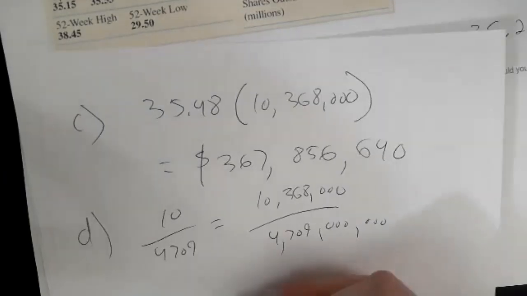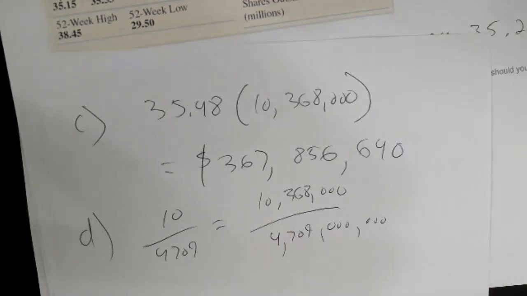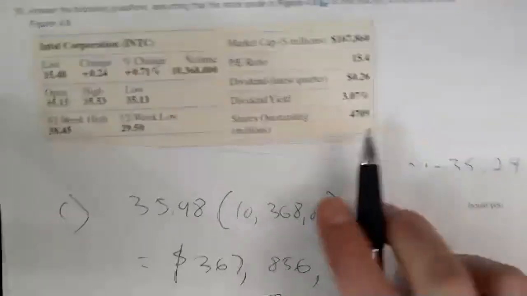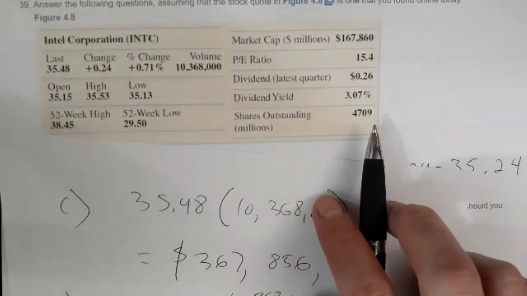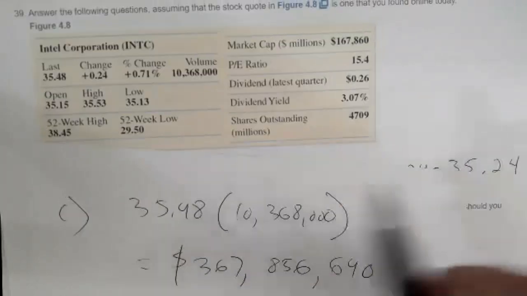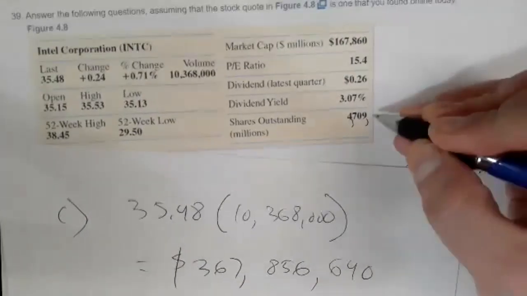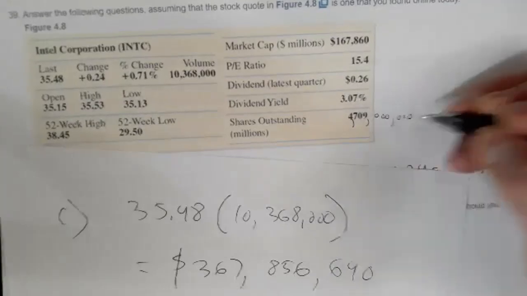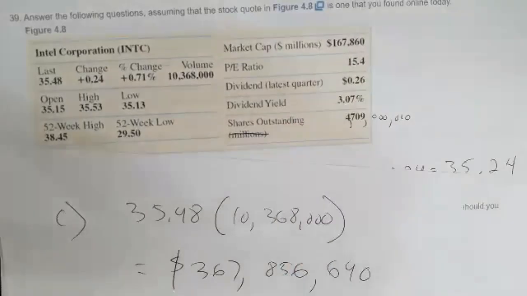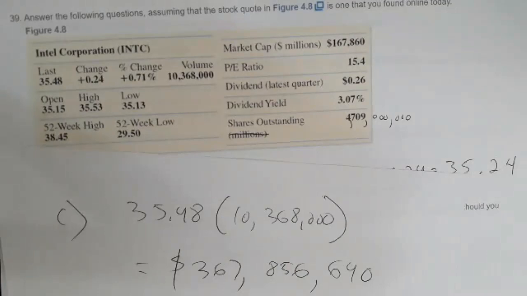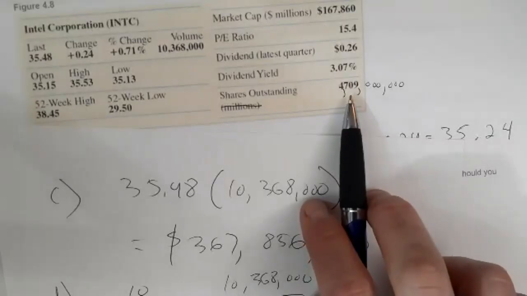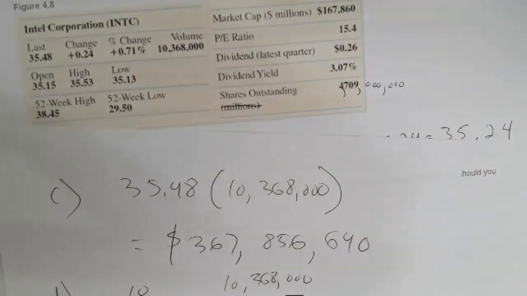Wait a minute. That's 4,709,000. This is 4,709 million is what this is saying, so this is in millions. Since this is in millions, if we want to get it out of millions, we have to put a million on there, six zeros. But wouldn't that make it a billion? This is 4,709 million. Right, that's absolutely right.